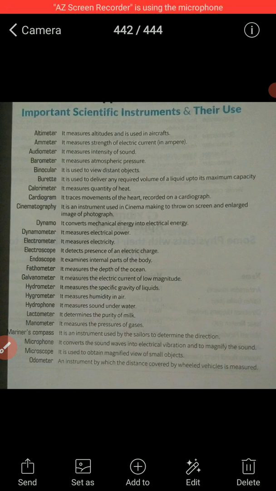Then electrometer. Electrometer is an instrument which is used to measure the electricity. Electroscope. Electroscope is an instrument which is used to detect the presence of an electric charge.